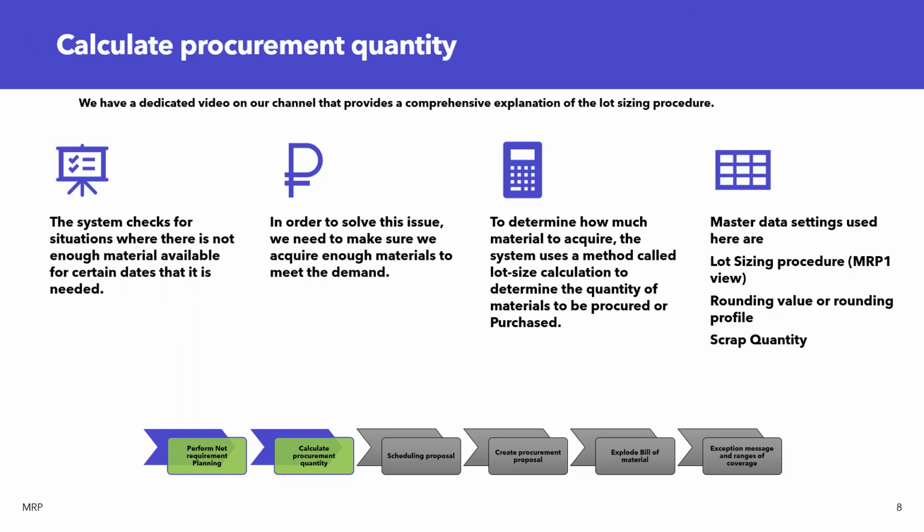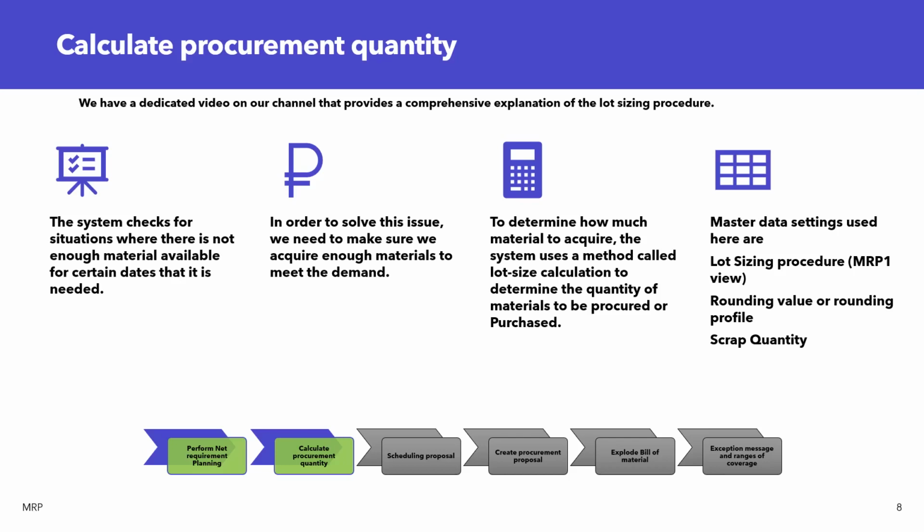Second one, net requirement calculation. In the procurement quantity calculation, the system tries to calculate the quantity by means of lot sizing procedures in the MRP 1 view. Let's say for a particular material you have a shortage of 200 numbers. The system tries to procure the material based on the lot sizing procedure. If the lot sizing procedure is EX, then the system will create the PR for 200 numbers. If it is FX of 500 numbers, the system will create a PR for 500 numbers. So this step depends upon the lot sizing procedure.